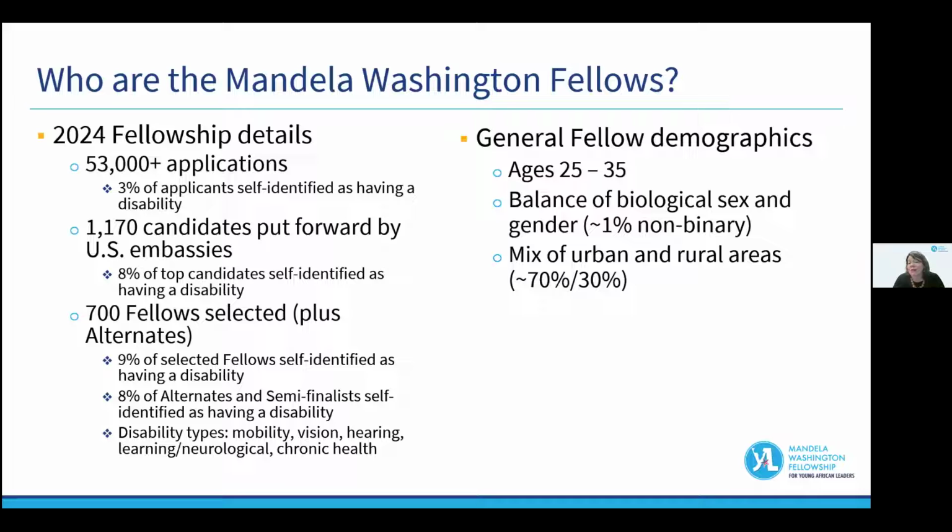And then just generally speaking, for our overall group of fellows, our fellows are between the ages of 25 and 35. So they are young, but they are young adults. We do have a balance between biological sex and gender. We do ask both of those. We have about 1% of fellows who identify as non-binary. And then we do have a mix of urban and rural areas, but it does skew a little bit more toward urban areas. With that, if I could have the next slide, please.